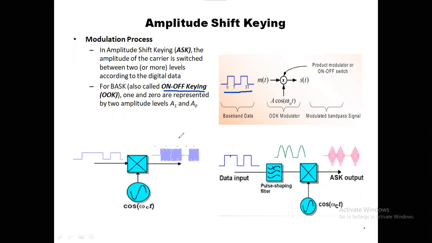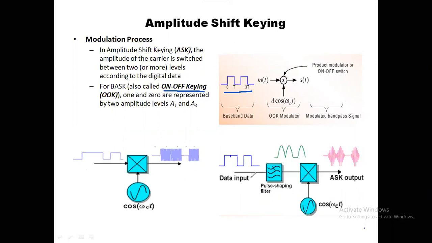So you can see that when the carrier component is multiplied by this baseband signal, we have the waveform like this. So in fact, we have two amplitudes in this. Either the carrier amplitude is present or it is absent. That's why we call it on-off keying or binary amplitude shift keying.